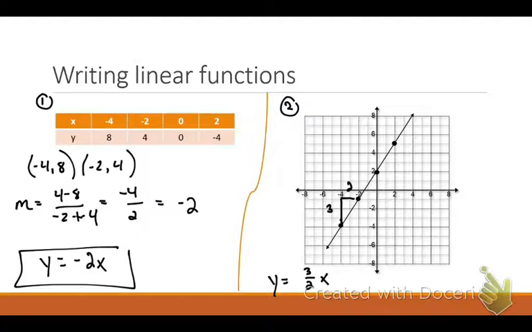Did you guys see that? So 3 over 2x plus 2, because the line crosses the y-axis at a value of 2. Yes, it's supposed to go through y, not x. Okay? All right, any questions on that one?